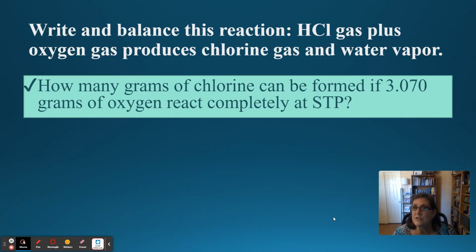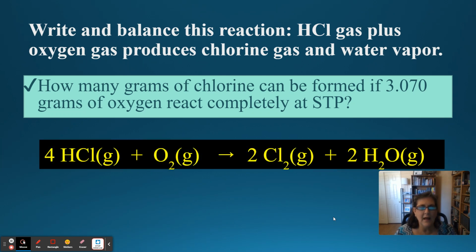All right, let's try a new one. Write and balance this reaction. HCl gas plus oxygen gas produces chlorine gas and water vapor. Again, this is great practice for writing a reaction. Hit pause and write that reaction out for me. All right, hopefully your reaction looks something like this. 4 HCl gas plus 1 O2 gas makes 2 Cl2 gas, chlorine's diatomic, plus 2 H2O gas. Water vapor means gas. All right, there's our balanced reaction.